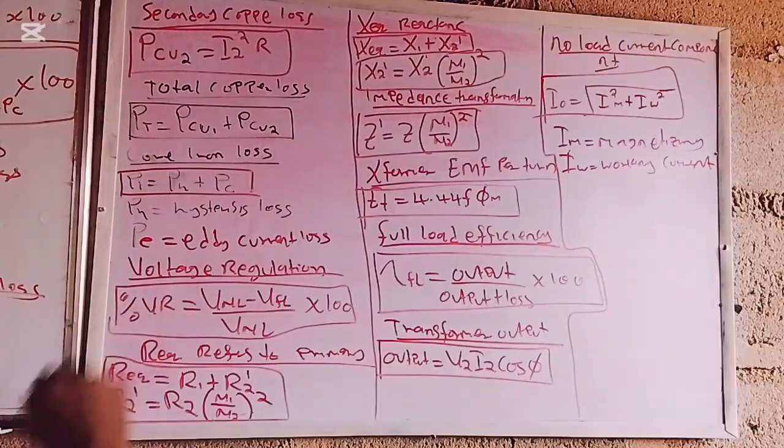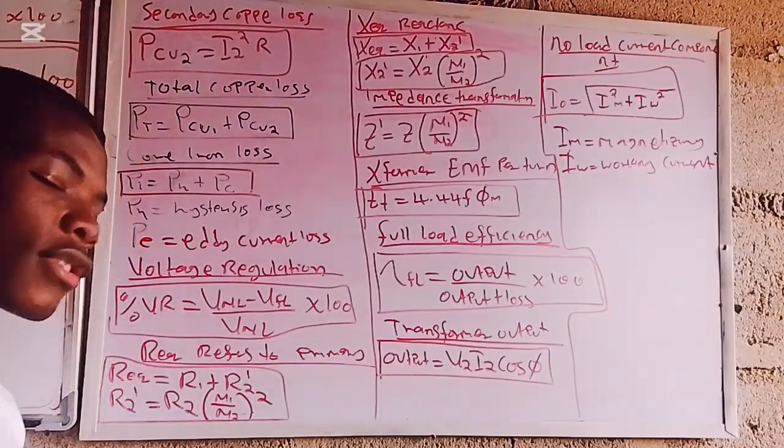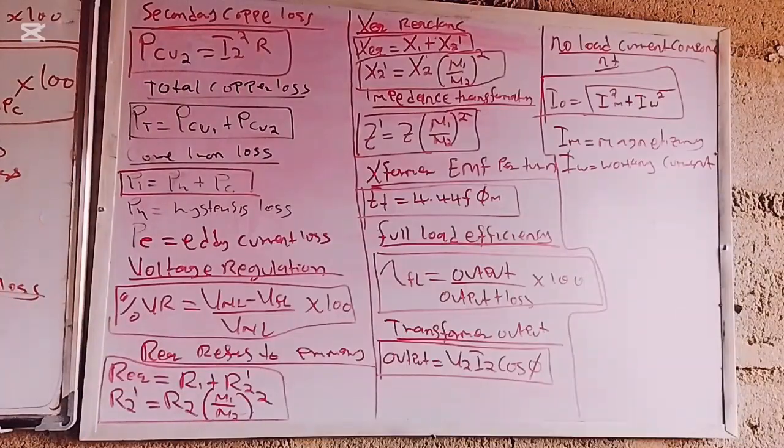So we have the voltage regulation. Voltage regulation says that the no load voltage minus the full load voltage, divided by the no load voltage, multiplied by 100.